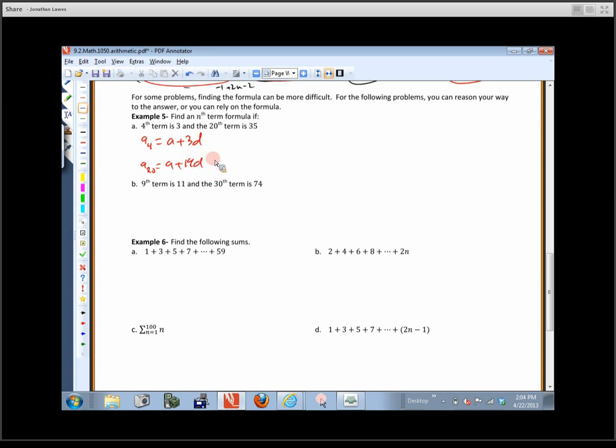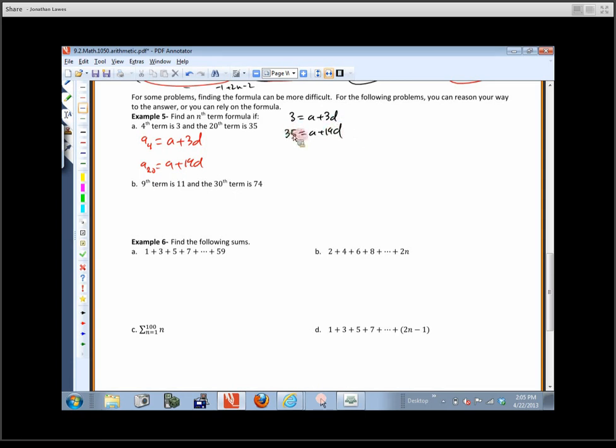If you're on the 20th one and you started at the first one, it took you 19 common differences to get there. Everybody okay with that? Isn't this the idea behind what an arithmetic sequence does? Now watch. What is the fourth term? 3. So 3 should be equal to the first term plus 3 common differences. What is the 20th term? 35. So 35 should be the first term plus 19 common differences.